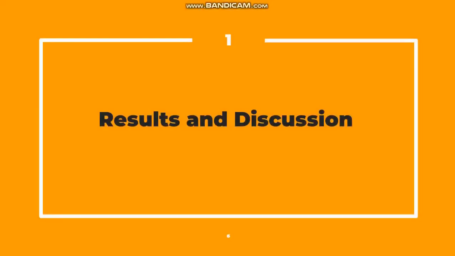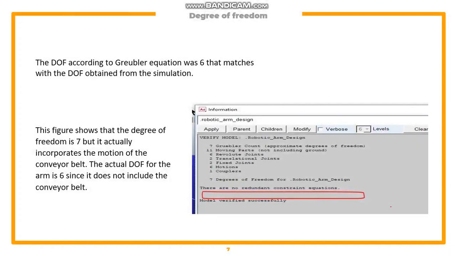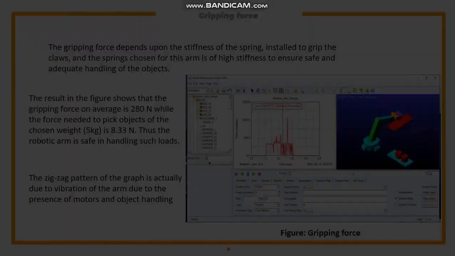Now we will discuss results obtained from MSC Adams simulation. In the information tab you can see that there are 7 degrees of freedom, but the calculated degree of freedom was 6. That one extra degree of freedom is due to the translational motion of two boxes that I have added at the end, but it is not part of the robotic arm. So the degree of freedom in our case is 6.